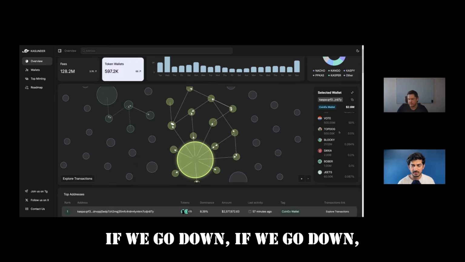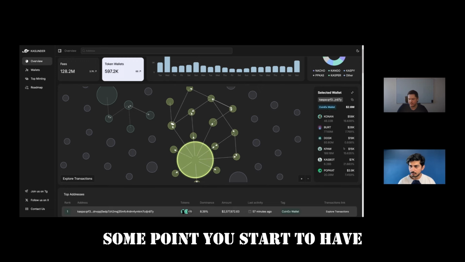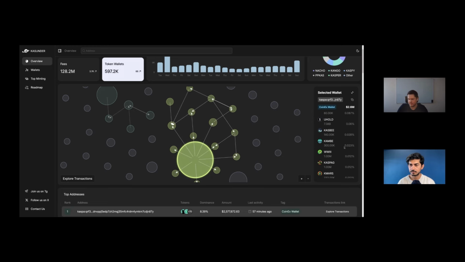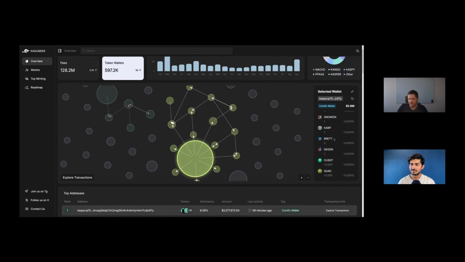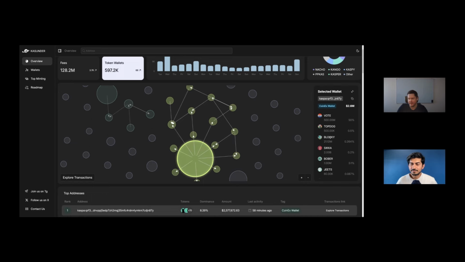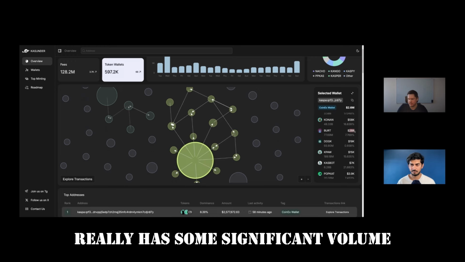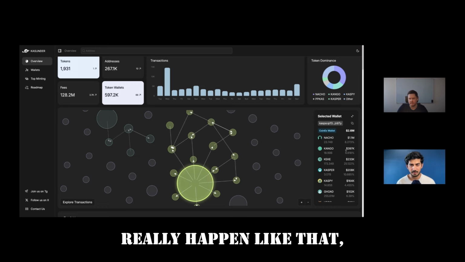If we go down, we can see that from some point you start to have a very tiny allocation of any token. So we don't even know how they got there, but they are definitely on that wallet. For most of the tokens, you see it's one token, 2 tokens, something like this. And maybe only the top 15, top 20 really have some significant volume. I see. Okay, I get it. Maybe there are airdrops, or I don't know what. I mean, airdrop doesn't really happen like that, but I don't know.